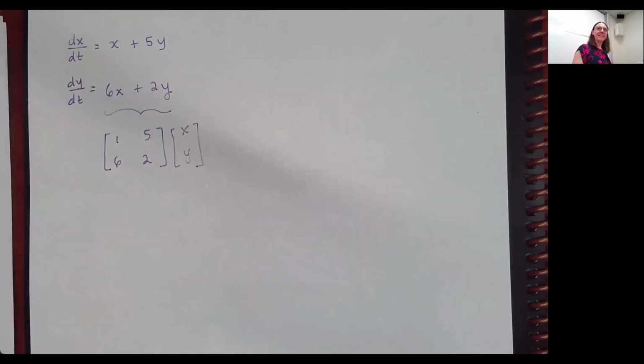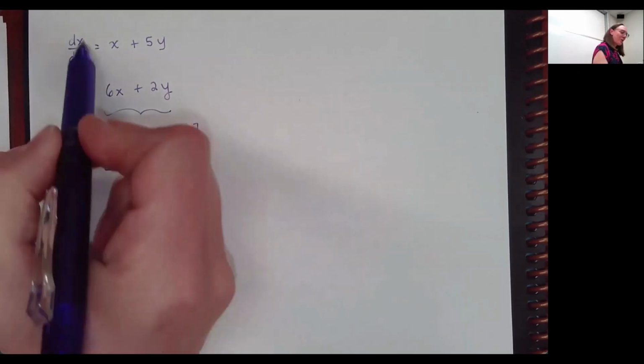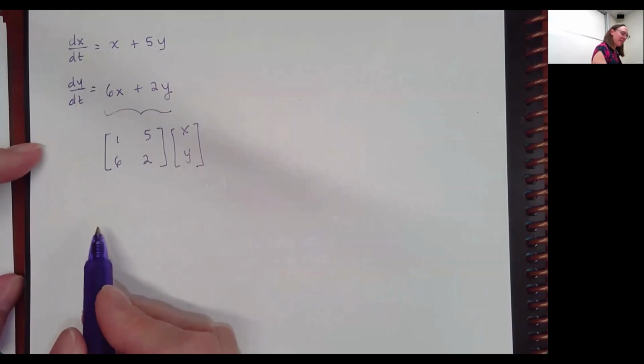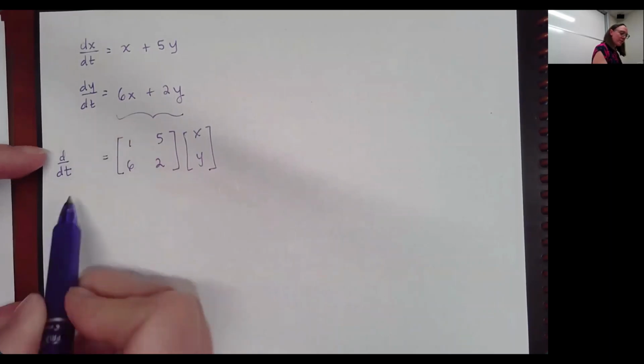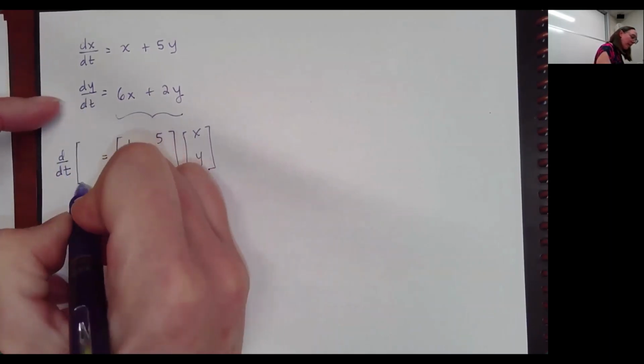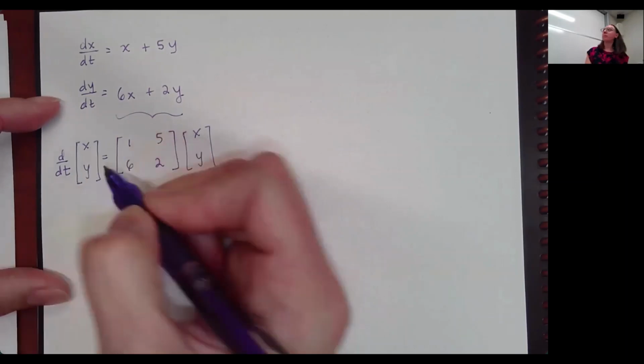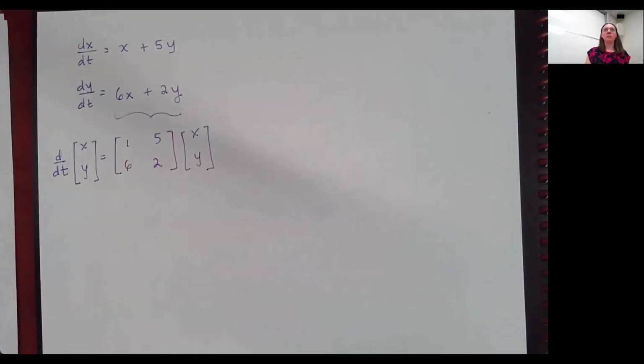And if I can do that, I can also write the left-hand side as a derivative with respect to time of my vector x, y. So far, so good? Okay. Now, we were just talking about phase lines and autonomous differential equations. And if I want to find the equilibria of an autonomous differential equation, what do I need to set the derivative to? Sweet. So I'm going to set that.